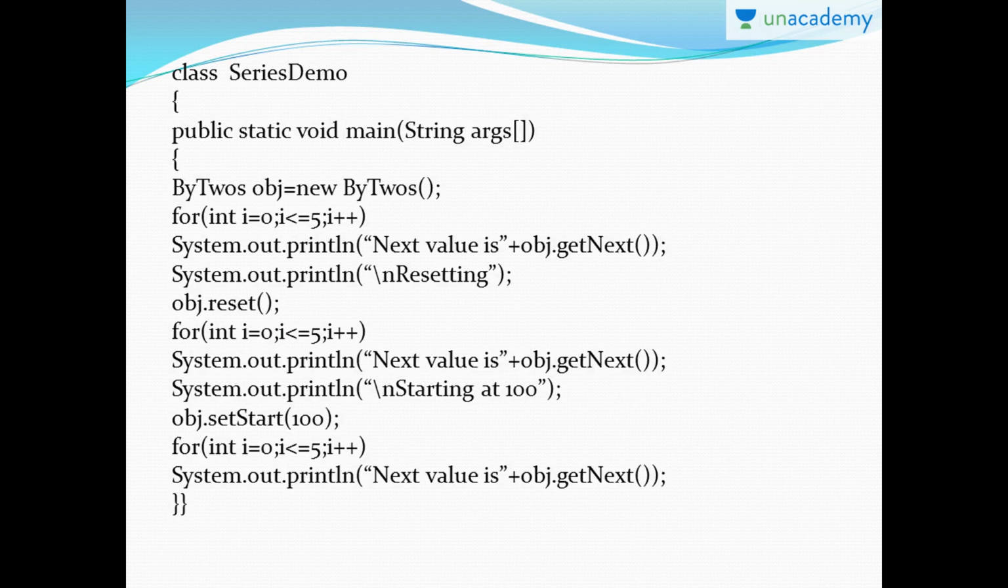Here we have the main method. That is, we have created an object obj over here, and we have a for loop: int i equals 0, i is less than 5, i plus plus. Why do we need a for loop over here? This for loop is very essential as we need to create a series, right?